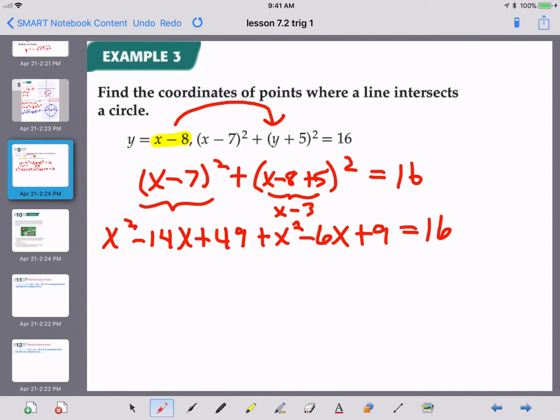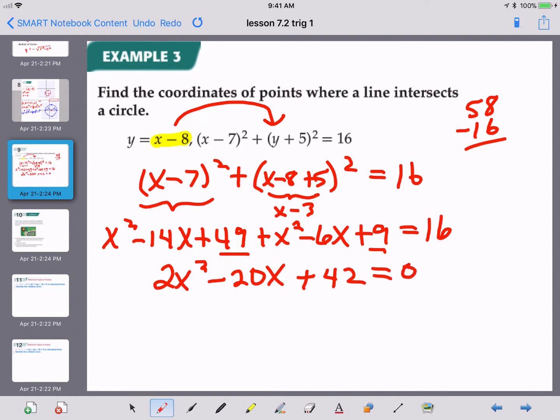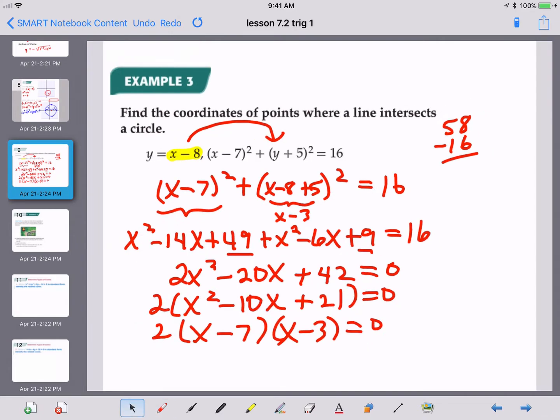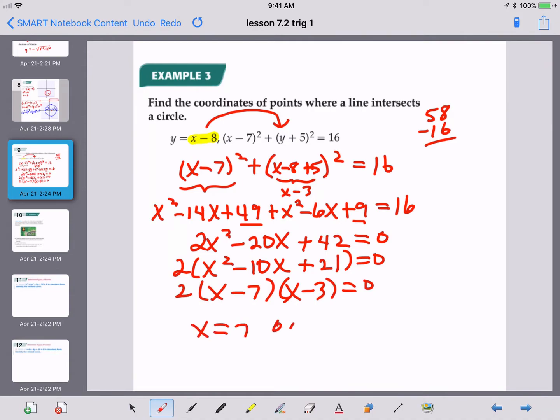Now, in order to solve that, let's pull some things together. Let's make it more like a quadratic we're used to. So that's 2x² - 20x. Now I'm going to add the 49 and the 9. That's 58, but I have to subtract 16 from both sides. So that would be 42 = 0. Now what's really nice about this quadratic, if you don't like factoring and you want to use a quadratic formula, fine. I always like to check to see if I can factor. Now obviously they're all divisible by 2, so we can factor out a 2. But then it does factor to be (x - 7)(x - 3). And then we get two values, x = 7 or x = 3.